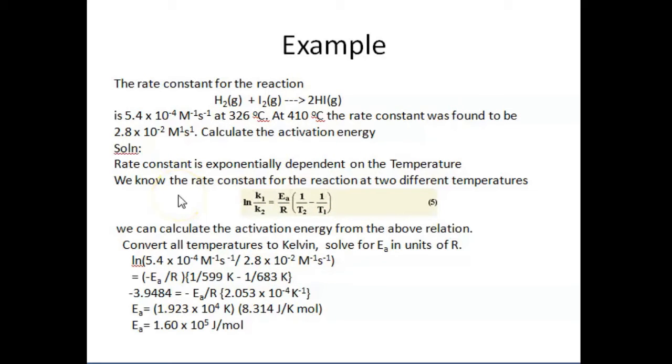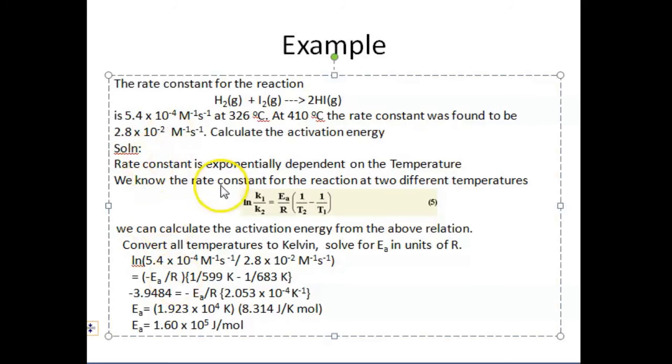The question is: the rate constant for the reaction H2 + I2 giving 2HI is 5.4 × 10^-4 at 326 degrees Celsius, and at 410 degrees Celsius the rate constant was found to be 2.8 × 10^-2. Here we have to calculate the activation energy.